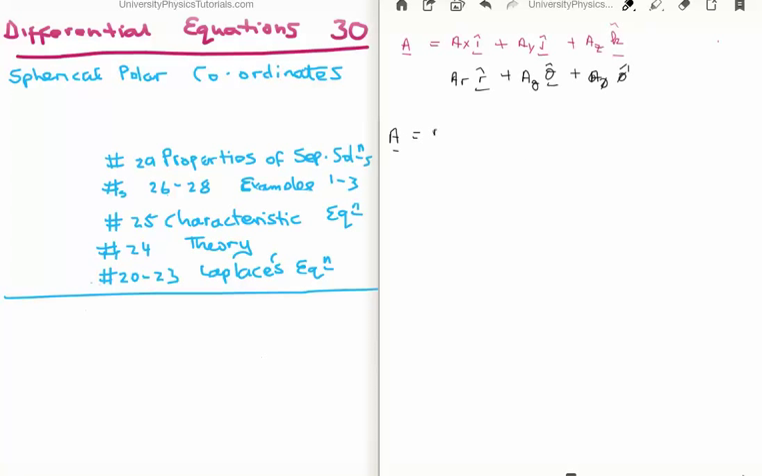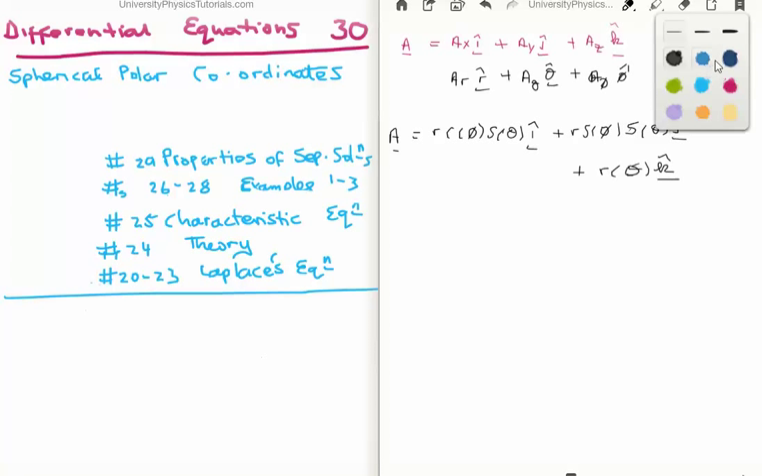as R cos phi sine theta i hat plus R sine phi sine theta j hat plus R cos theta k hat, because all I did there was sub in what x, y, and z are.